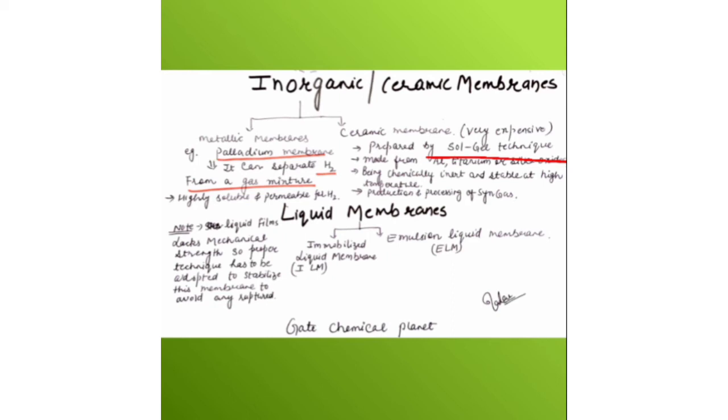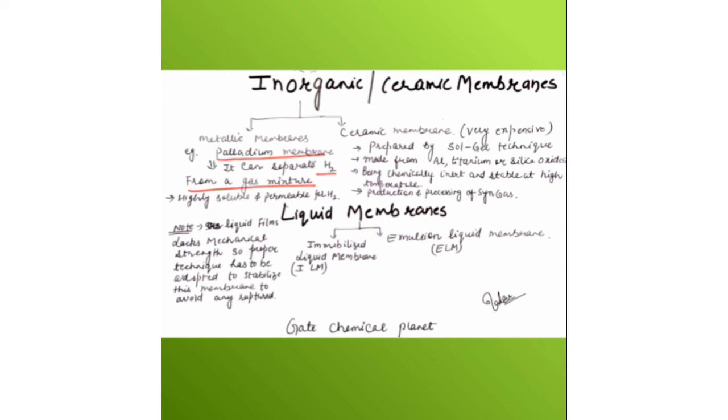It is made from aluminium, titanium or silica oxides, being chemically inert and stable at high temperature. So that's why the ceramic membranes are used for the production and processing of syngas. Okay, so where are ceramic membranes used? Ceramic membranes are used for the production and processing of syngas.